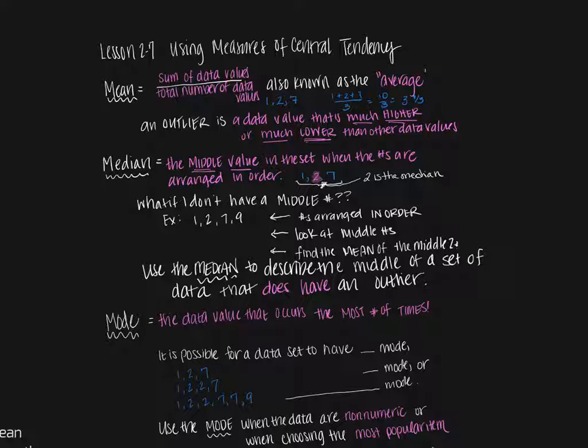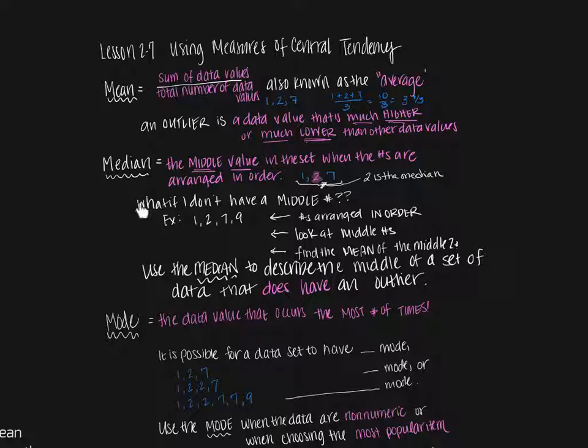The next measure of central tendency I want to review with you is the median. And the median simply means the middle value in a set of numbers where my numbers are arranged in order. You have to put your numbers in order from smallest to biggest. I've done that here with my data points, 1, 2, and 7. And which one is my median? It's my 2. It's the one that's in the middle.